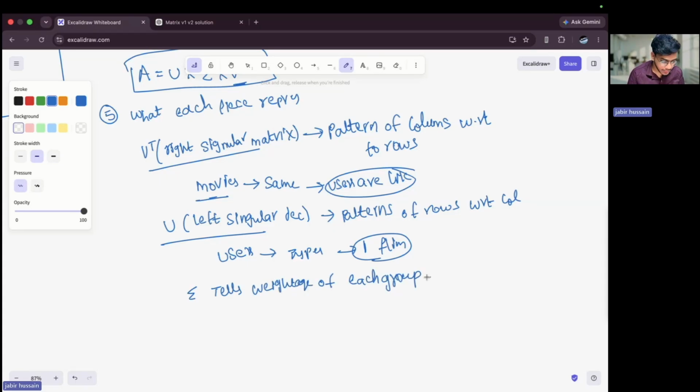This is why we use eigenvalue decomposition. Sigma tells you, let's say, how many people there are for sci-fi. There might be more people for sci-fi than romantic movies. It tells you the weightage of each group: how many points are there in each cluster, and the cluster which has the most points will have the highest weightage. So it tells you that. So this is what it is.